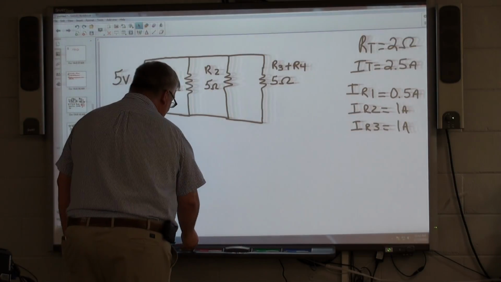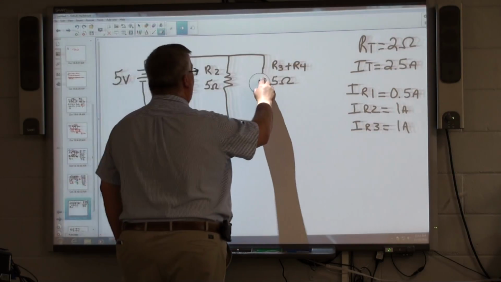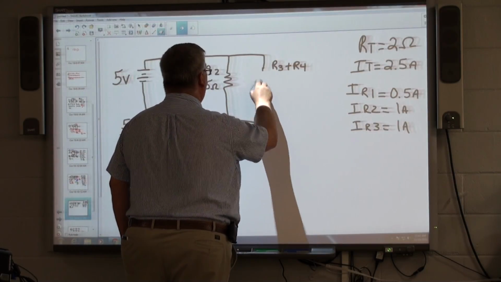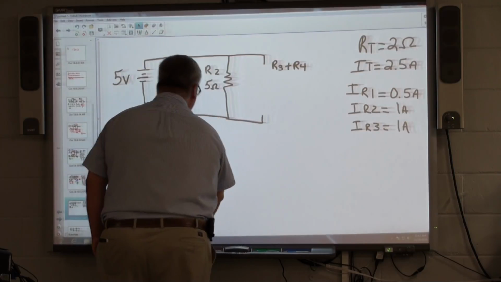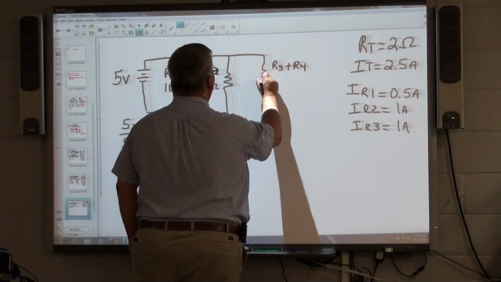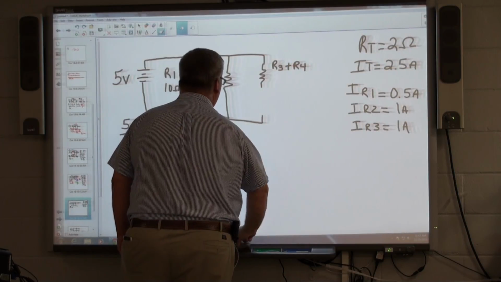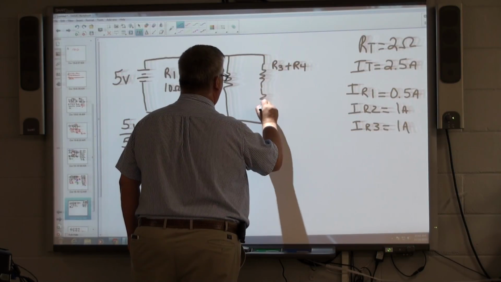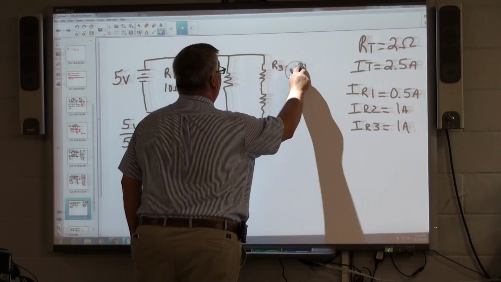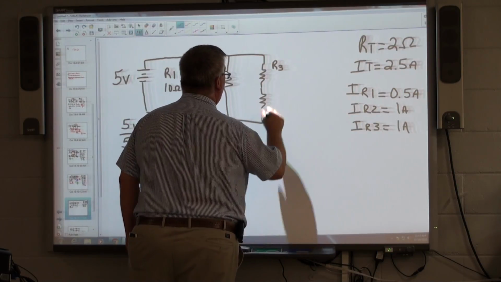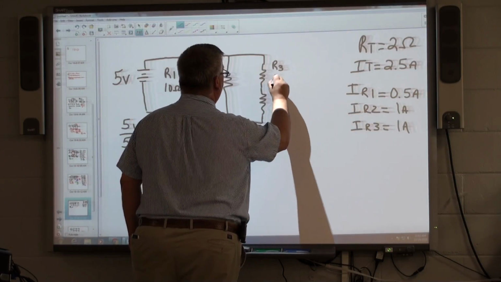For those of you that's interested, back here we had R3 and R4, right? We just treat it like a series circuit on its own, right? What was R3? Which one was R3? The 2 or 3? R3 was 3 and R4 was 2.